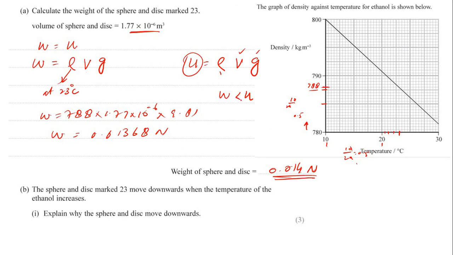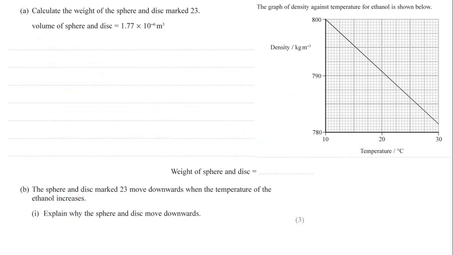So we have a weight greater than upthrust. So we have a resultant force downward. So you can imagine you have a greater W, lesser upthrust. So W minus U will be the resultant force. So that's how you can explain the things.